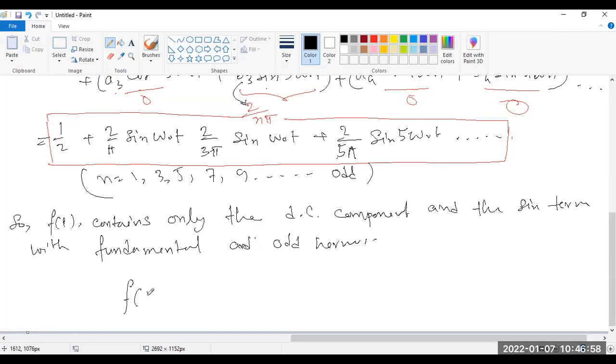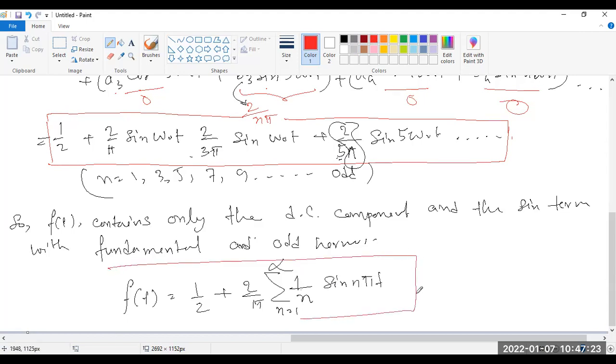so if you summarize this, then we can get half of t, that is a0 plus 2 by pi. This 2 by pi is common. Summation of n equal to 1 to infinity of 1 by n, this n is 1, 3, 5, and sine n pi t. Okay, so this is the ultimate Fourier series expression or Fourier series analysis of this type of signal, 0, 1, 2, 3. This type of signal is converted into a Fourier series signal.